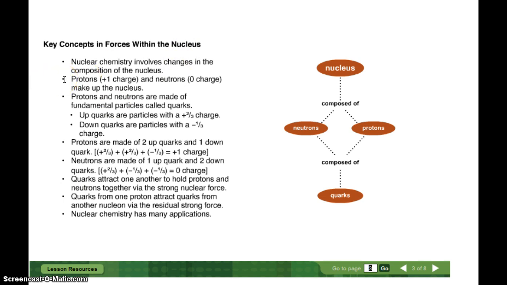Protons, plus 1 charge, and neutrons, 0 charge, make up the nucleus. Protons and neutrons are made of fundamental particles called quarks. Up quarks are particles with a positive 2/3 charge. Down quarks are particles with a negative 1/3 charge. Protons are made of 2 up quarks and 1 down quark.